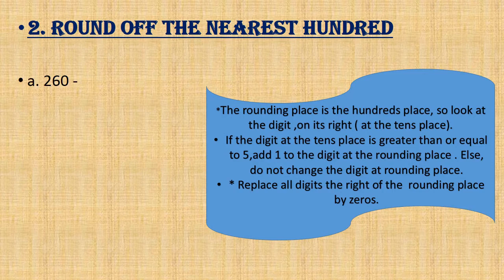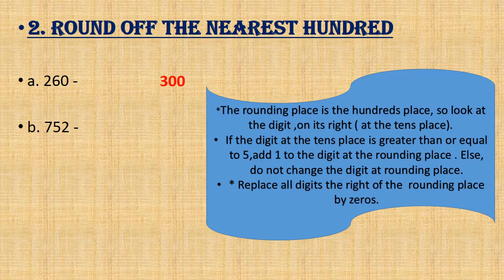So part A is 260. The digit in the hundreds place is 2. If we see to its right, we are having 6, and 6 is greater than 5. So yes, we can increase the number in hundreds place by 1. So we are having 300. Then the rest of the digits will be replaced by 0.